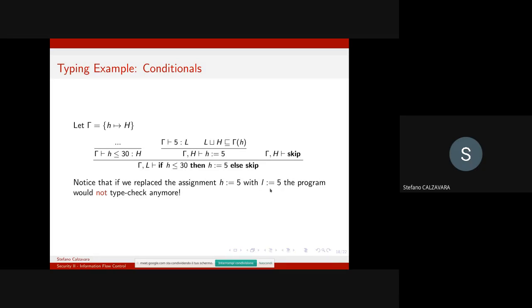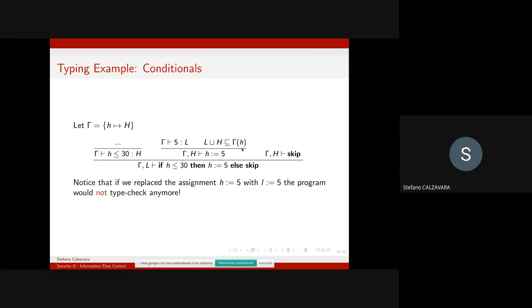If after the execution of the program, the attacker notices that L is set to 5, the attacker knows for sure that H is less or equal than 30. So if you replace this assignment here with a different assignment where you assign to the variable L, you will realize that the program is not secure and type checking will fail, because in this part of the type derivation, the program counter label is high, and so high join high will give me high, and this is not less or equal than gamma of L, which instead is low.